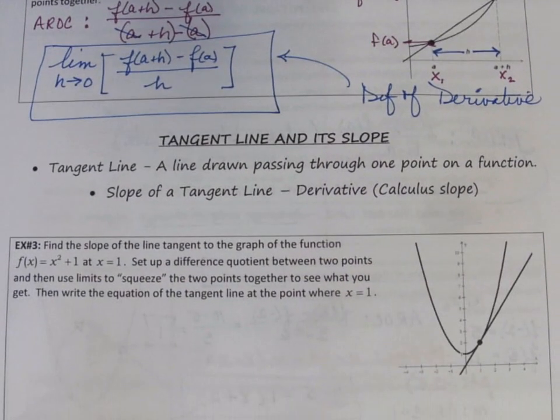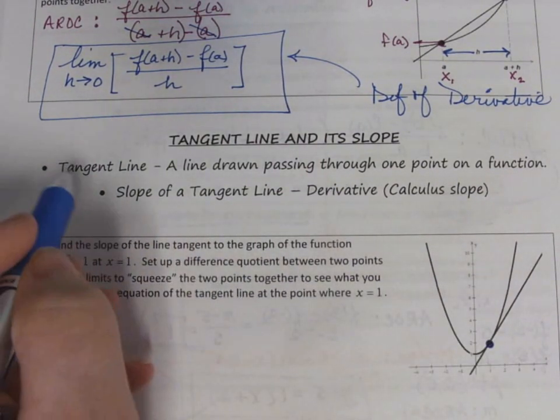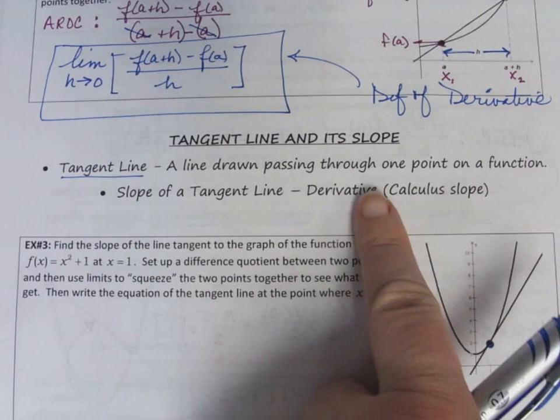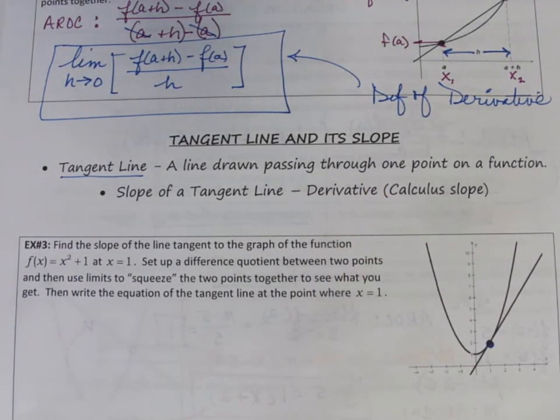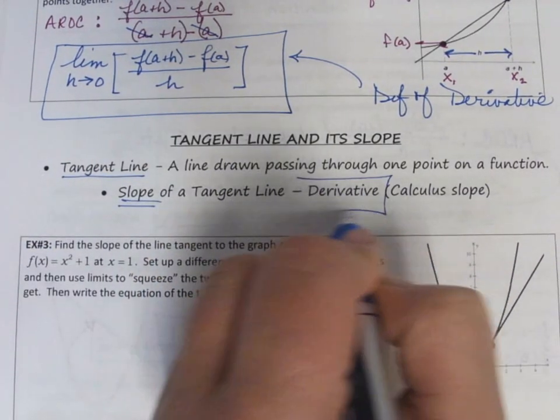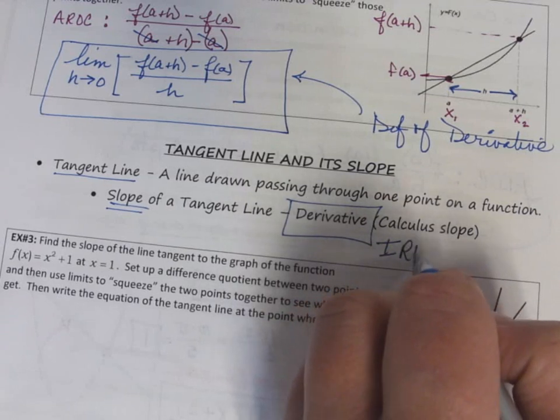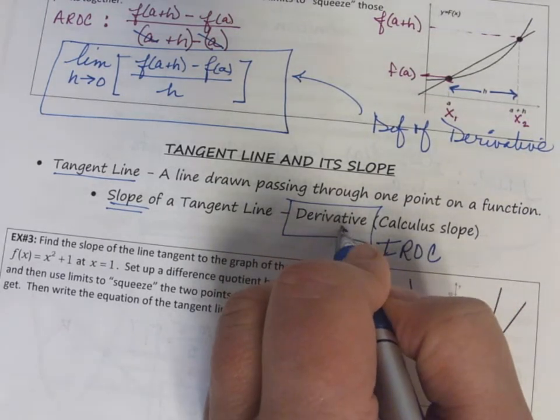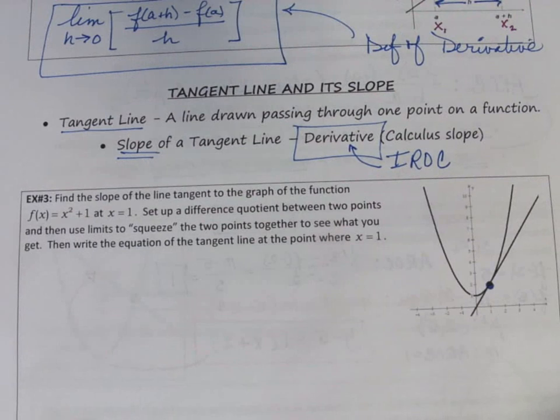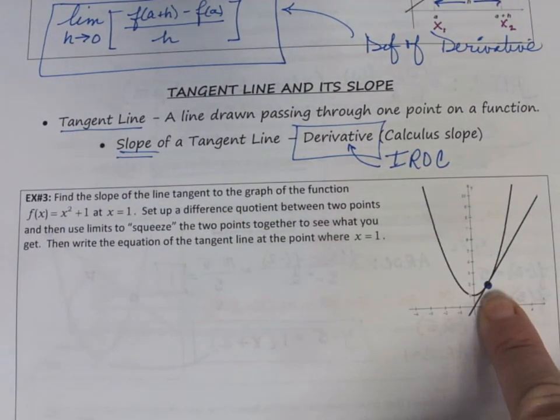Now, talking about a slope at a single point leads us to a tangent line, which is a line drawn passing through a point on a function, and it leads us to the slope of the tangent line being this word derivative. Now, last class period, we called it IROC. That instantaneous rate of change is synonymous with derivative. So we've got secant line, which is through two points. Now we have tangent line, which is through one point.